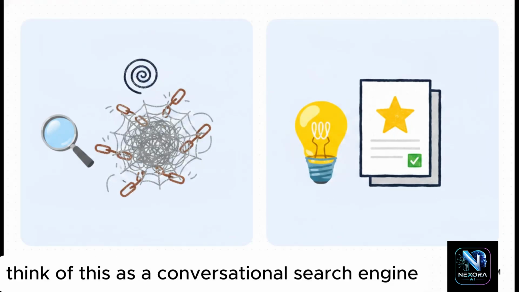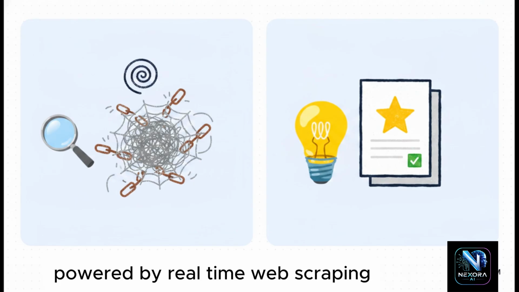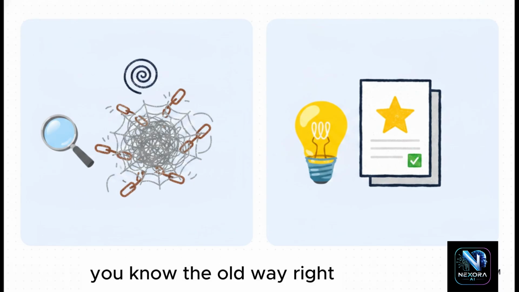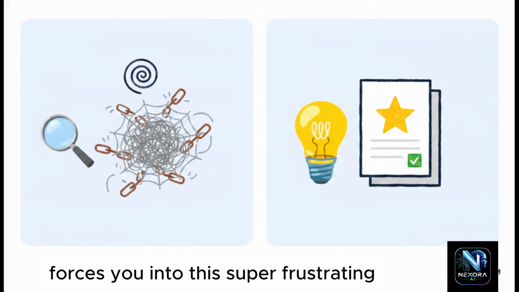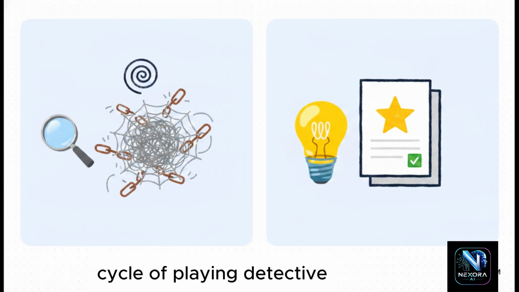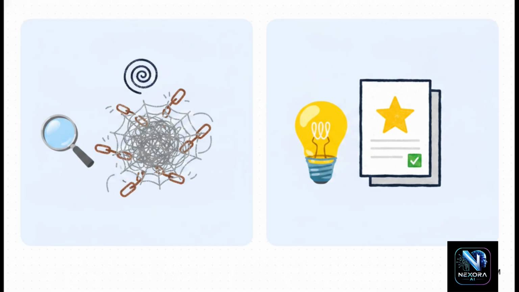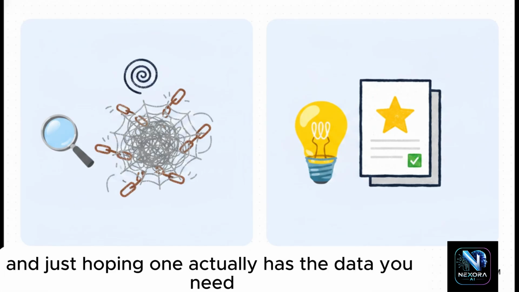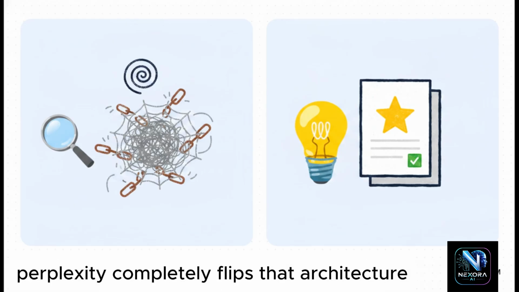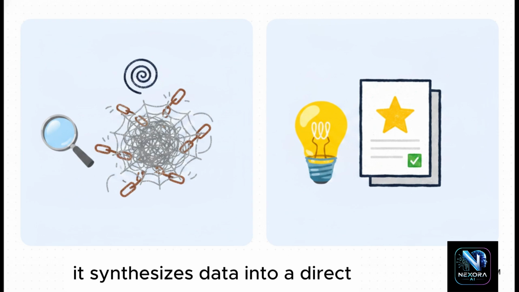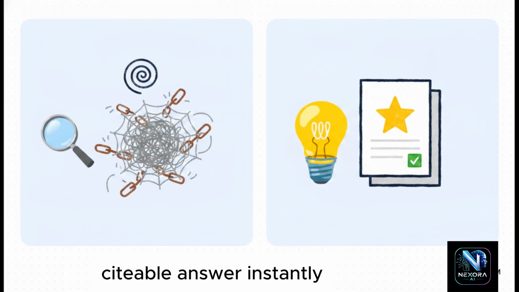Think of this as a conversational search engine powered by real-time web scraping. You know the old way, right? Traditional search forces you into this super frustrating cycle of playing detective with SEO-optimized blogs, sifting through dozens of blue links, and just hoping one actually has the data you need. Perplexity completely flips that architecture. It synthesizes data into a direct, citable answer instantly.